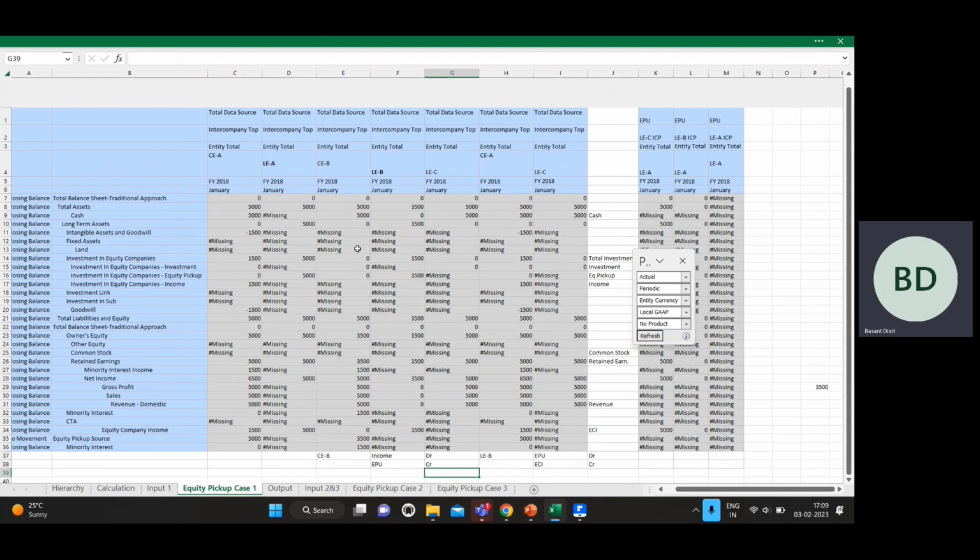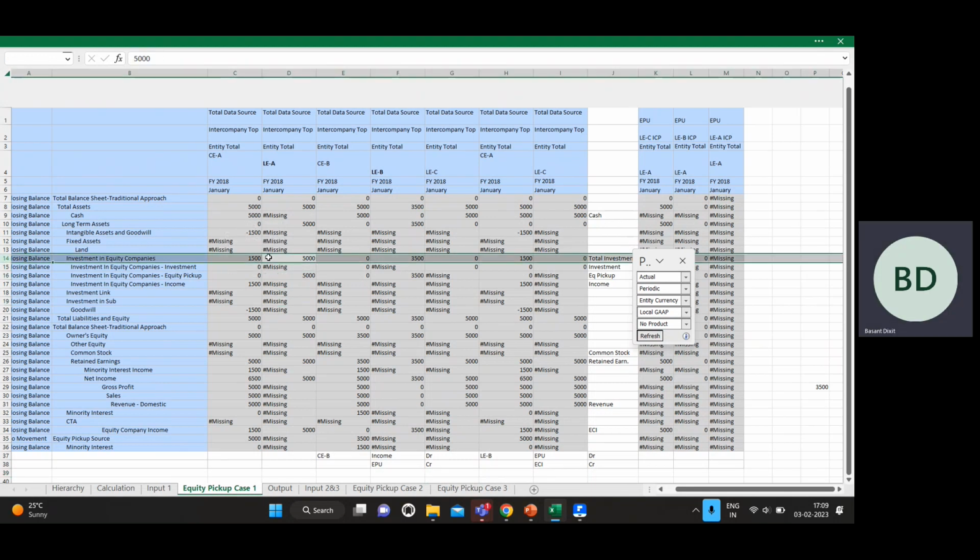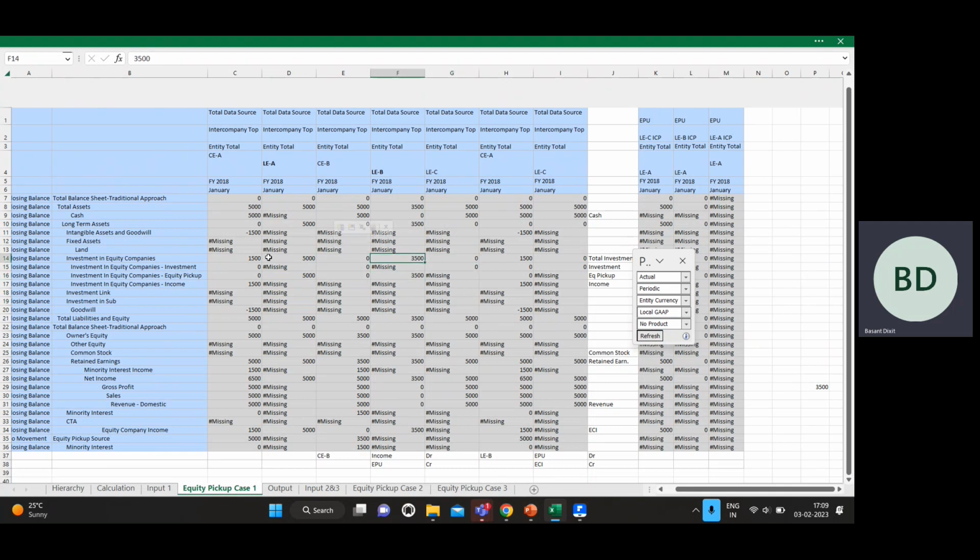But at the C level, because it is a subsidiary, it won't take any investment. It is done just for the goodwill calculation, and that is why we are getting some figures in the goodwill account at the C level also. So we are getting equity investment in equity pickup, and it is rolling up to this investment in equity companies. This equity company income amount is rolling up to net income, and further it is rolling up to retained earnings. And finally, the balance sheet is balanced.